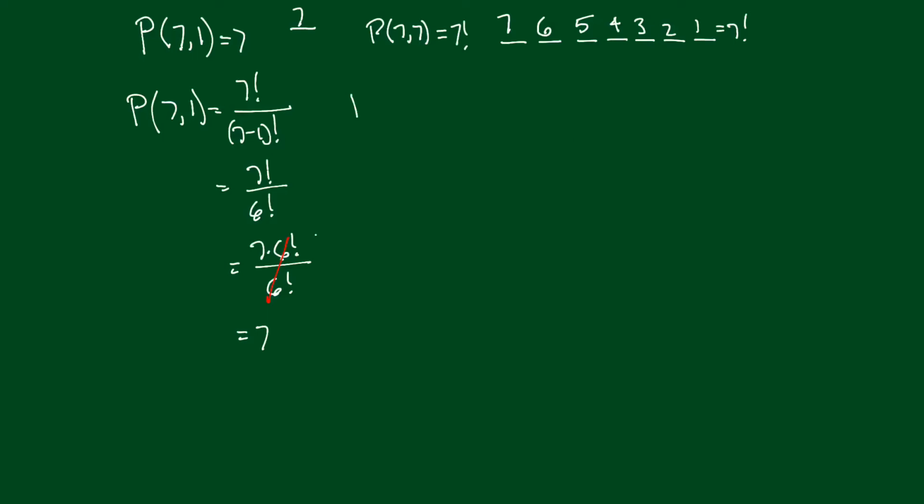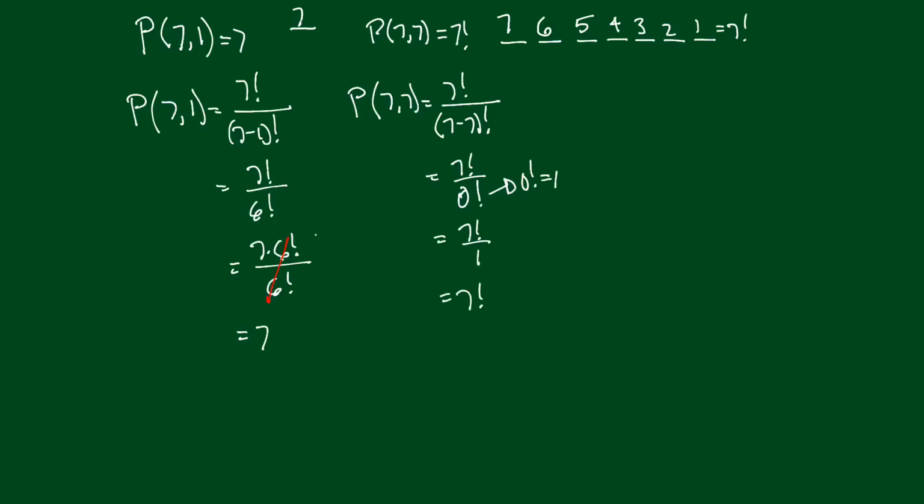Let's verify it by our formula. Permutations of 7 objects, 7 at a time, is, start off with the total number of objects that you have, that's your numerator, factorial, over the first minus the second. That becomes 7 minus 7 factorial, which is 7 factorial over 0 factorial. Now, do you remember this one here? 0 factorial, by definition, is equal to 1. So that's 7 factorial over 1, which is 7 factorial, just as we expected.